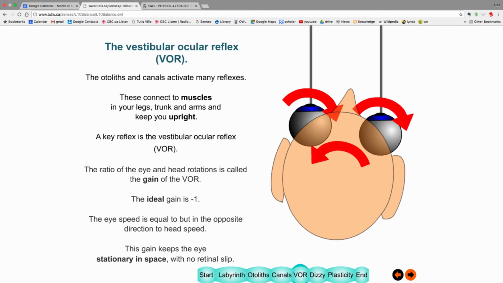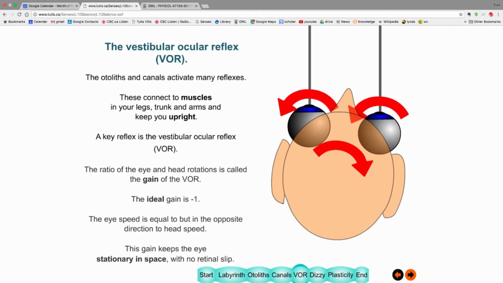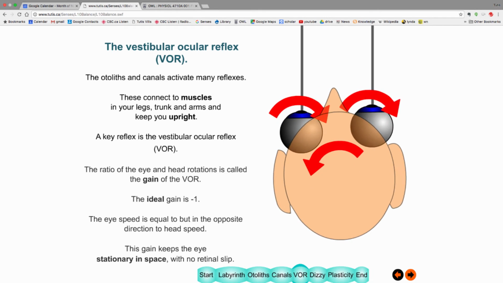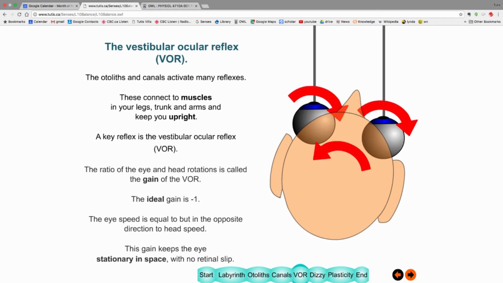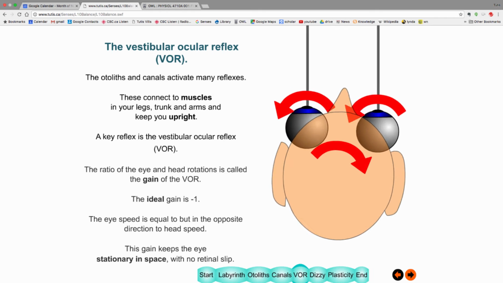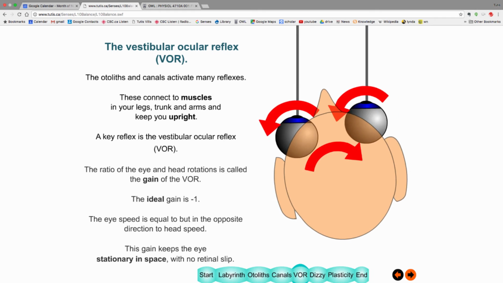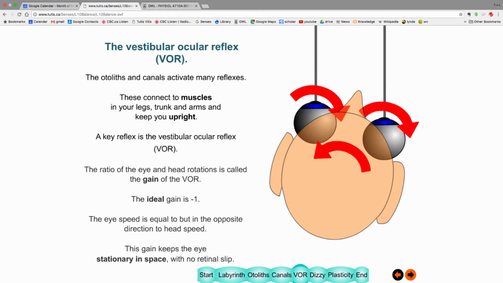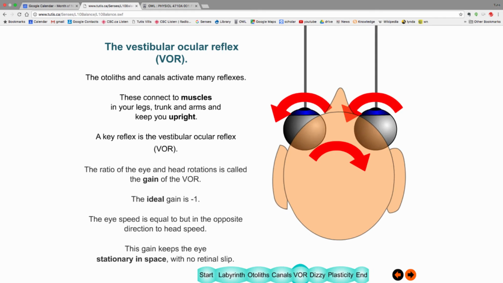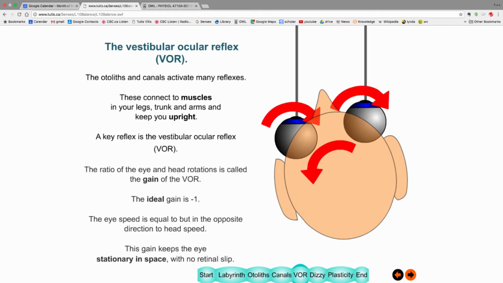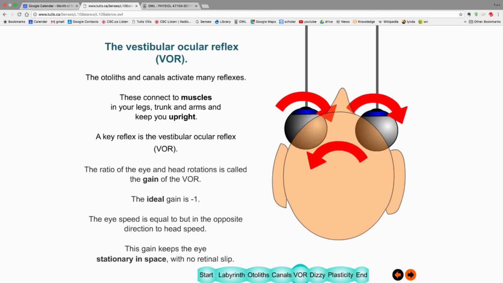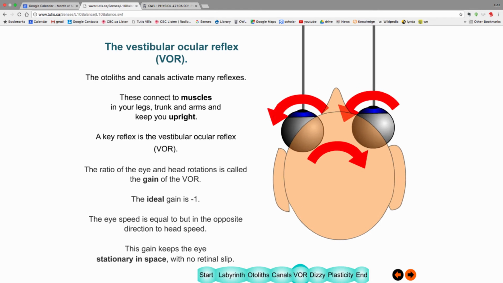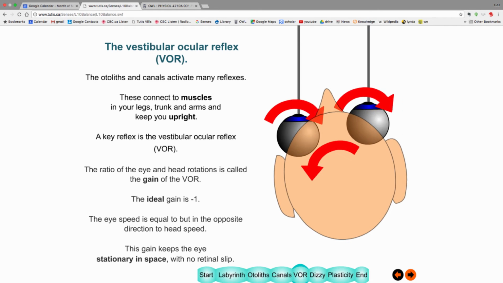Now, what happens when you turn your head like that? Well, it drives a lot of reflexes. So you can maintain, for example, stability: it drives reflexes to your leg muscles, and that keeps you upright. If you fall forward, you can catch yourself with your arms. But one of the main reflexes that it drives is something called the vestibulo-ocular reflex, or VOR for short.